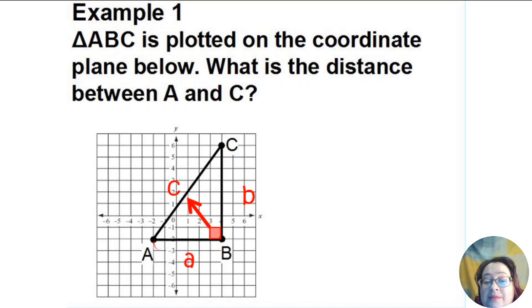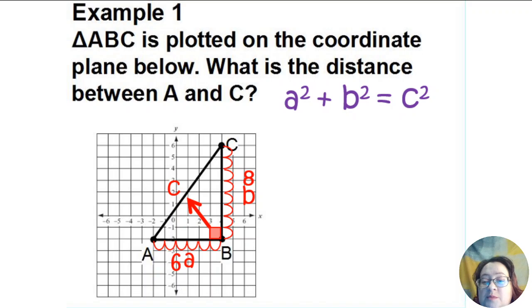We're going to count them. So side A is 6 units long. We're going to count side B, which is 8 units long. And then we can plug it in our formula. A squared plus B squared equals C squared. 6 squared plus 8 squared equals X squared. Plugging this in Desmos, we then find that X is 10.